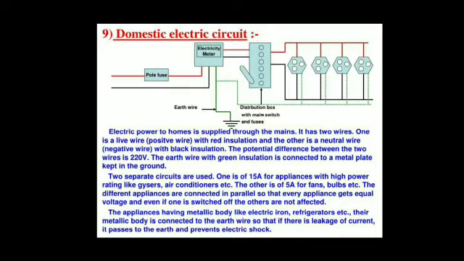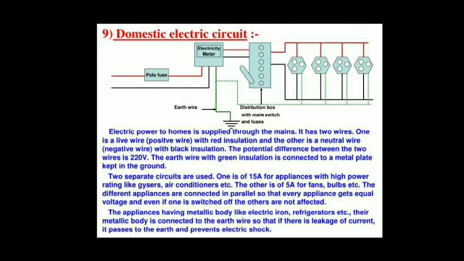Two separate circuits are used. One is of 15 ampere for appliances with high power rating like geysers, air conditioners, etc. The other is of 5 ampere for fans, bulb, etc. Different appliances are connected in parallel so that every appliance gets equal voltage, and even if one is switched off, the others are not affected.